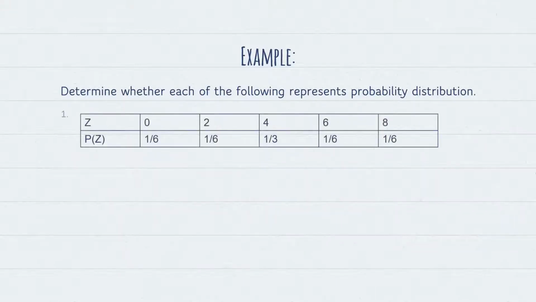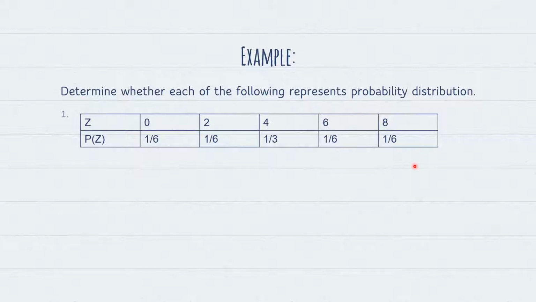Okay, so the first example we have here, the table z and p of z. For our z, we have 0, 2, 4, 6, 8. For the corresponding probability, for 0 we have 1/6, for 2 we have 1/6, for 4 we have 1/3, for 6 we have 1/6, and for 8 we have 1/6.